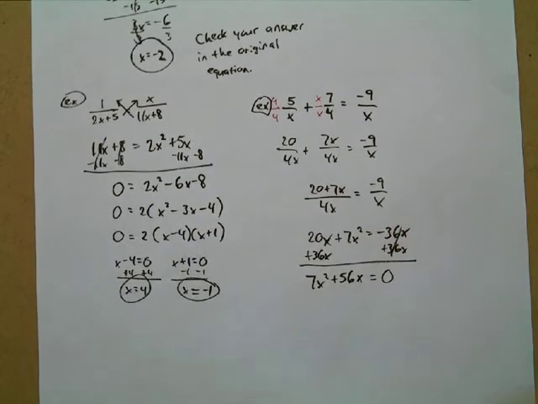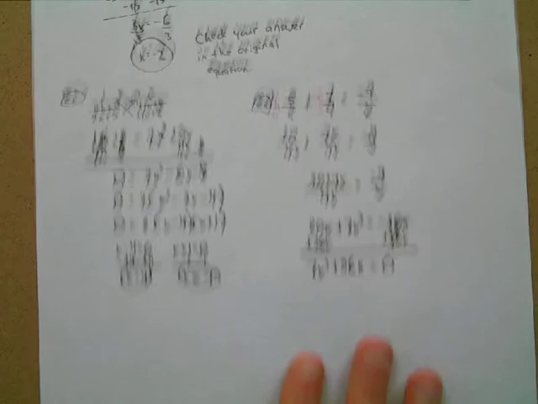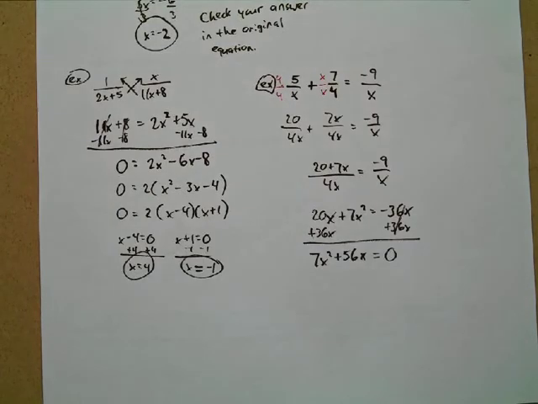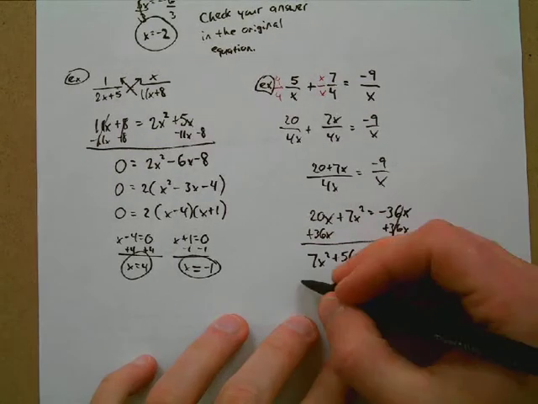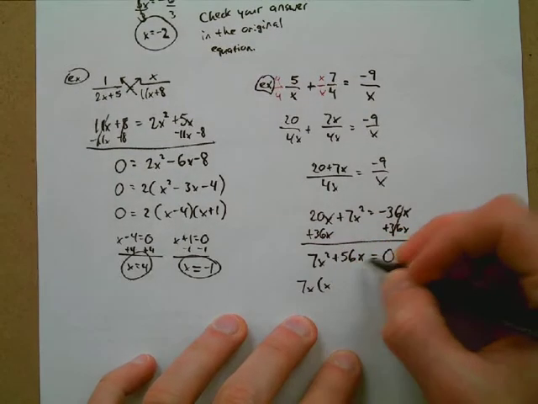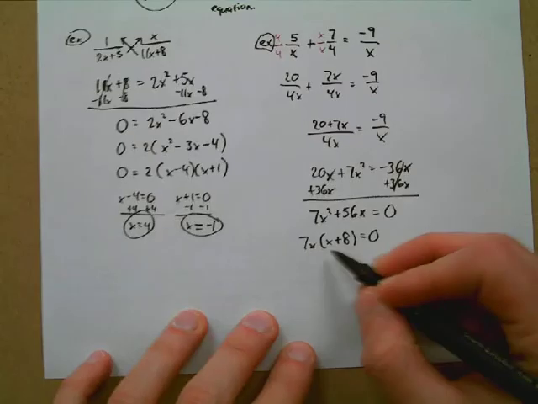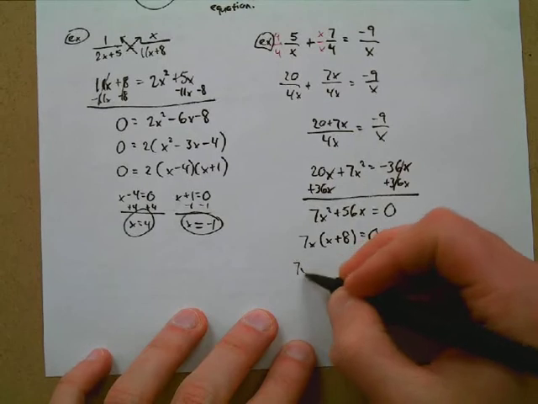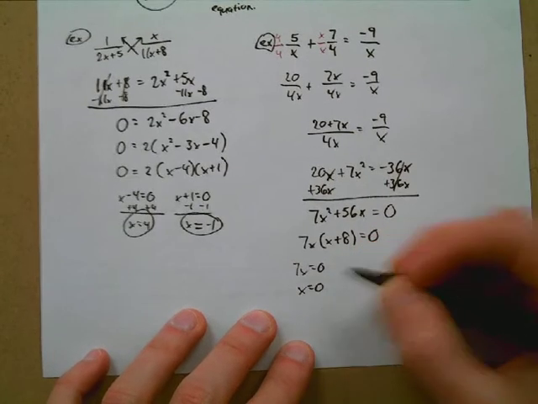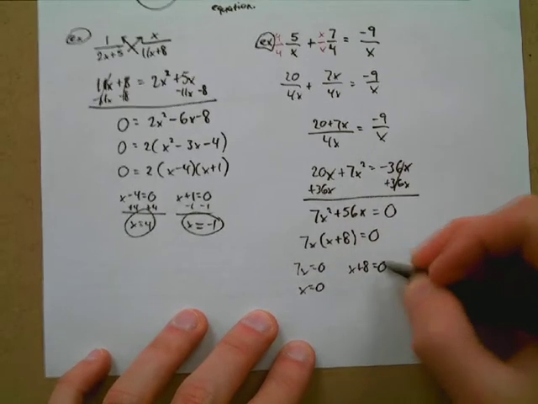Now, we're going to factor this one too. What can we factor out of here? A 7 and an x. Yeah, it's just a GCF for this one because there's no c term there. So we'll have 7x times x plus 8 equals 0. So 7x equals 0, so x is 0. X plus 8 equals 0, so x equals negative 8.